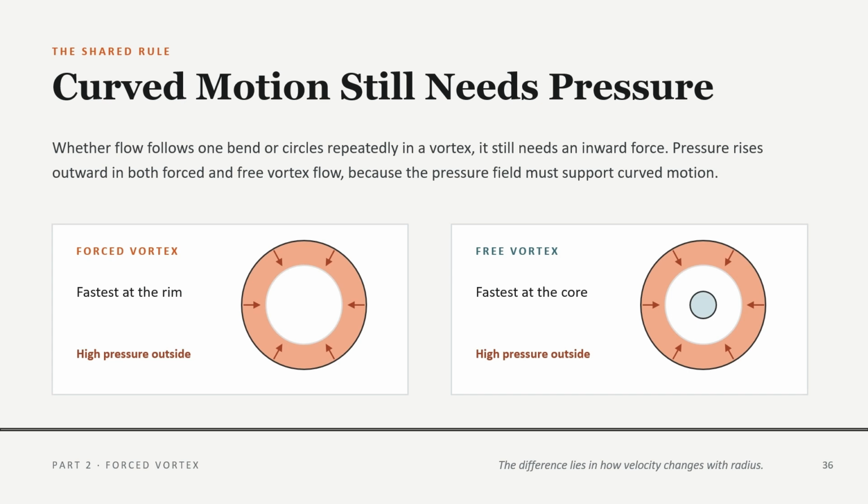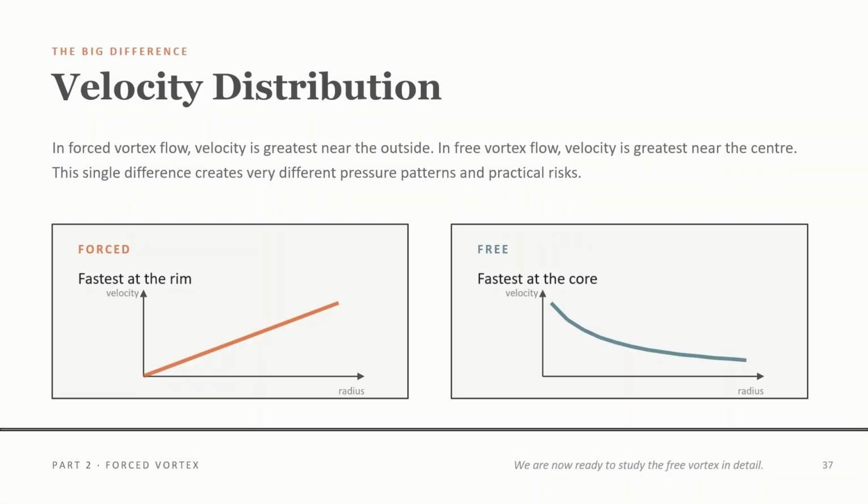The big difference is velocity distribution. In forced vortex flow, tangential velocity is greatest near the outside. In free vortex flow, tangential velocity becomes greatest near the center. This reverse velocity pattern changes the pressure behavior near the core and makes free vortex especially important at pump inlets and suction sumps.